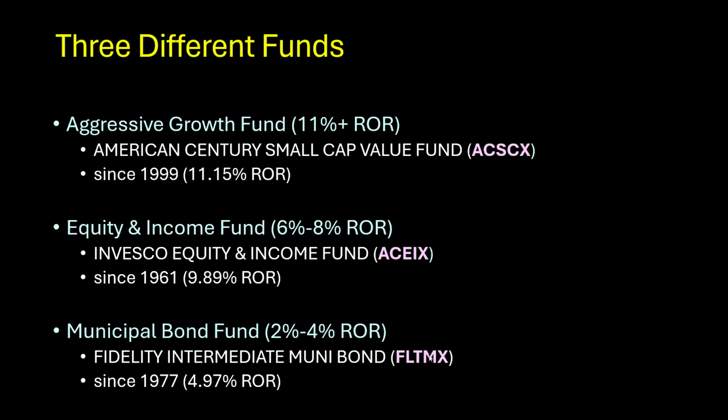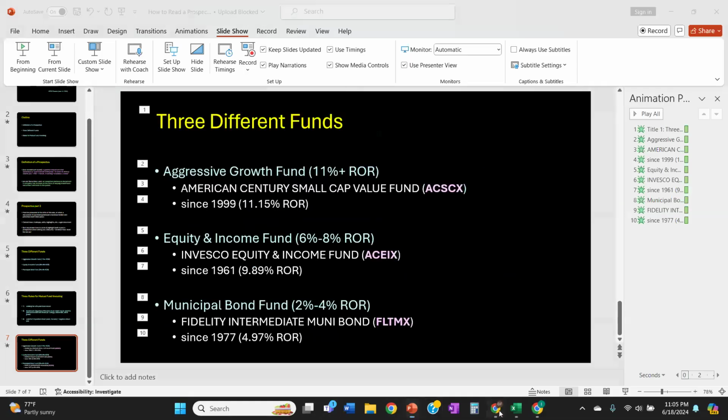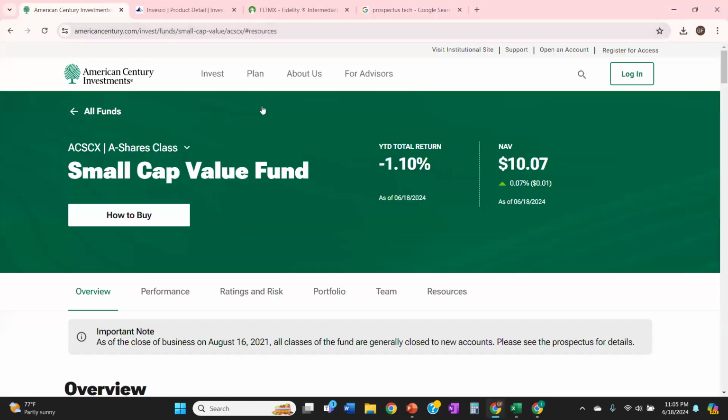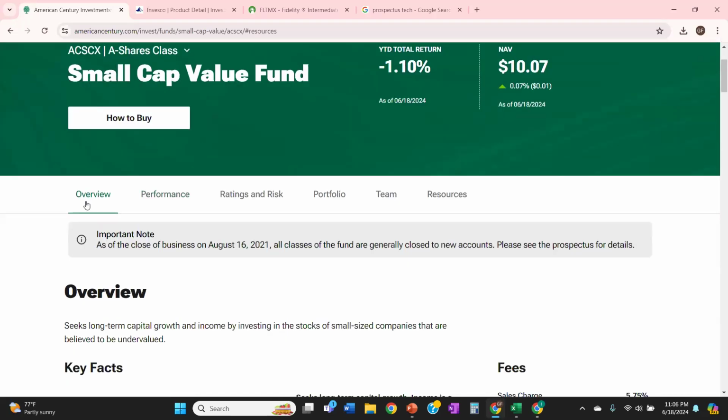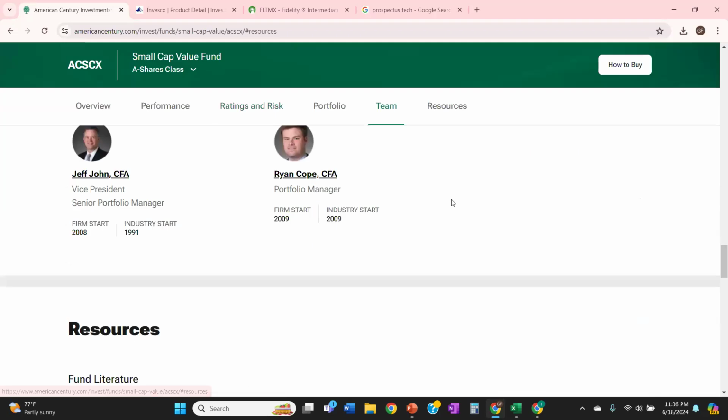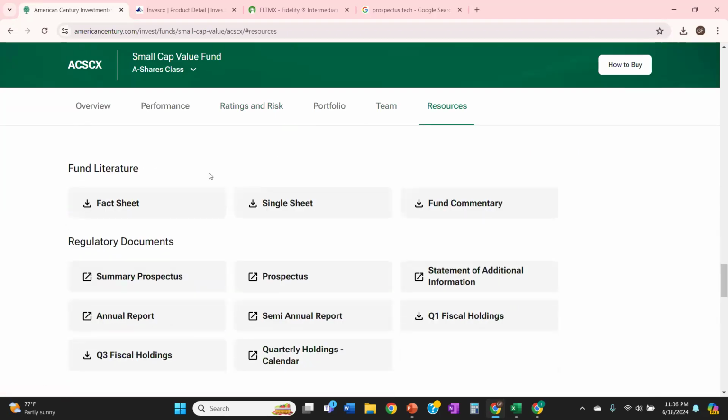So let's go to my computer. We'll look at American Century Investments. You can just Google literally that ticker symbol. You can Google American Century Investments, small cap value fund, prospectus. But the big thing is to get to their main page, because depending on the company, in this case American Century, they'll have an overview, performance, risks and ratings, portfolio, and the team who manages the funds. And then I always go to resources. Resources take you down to various little things.